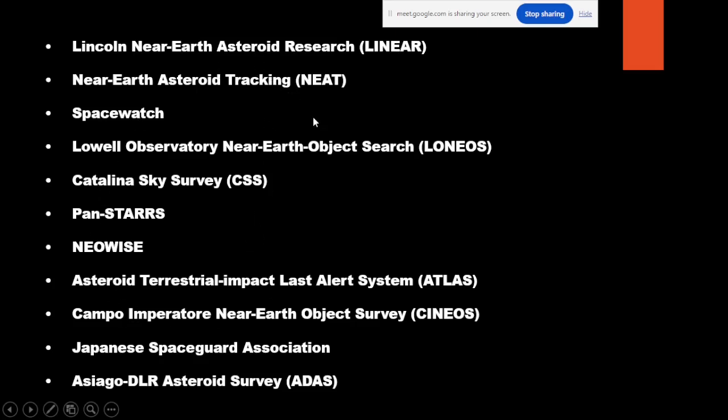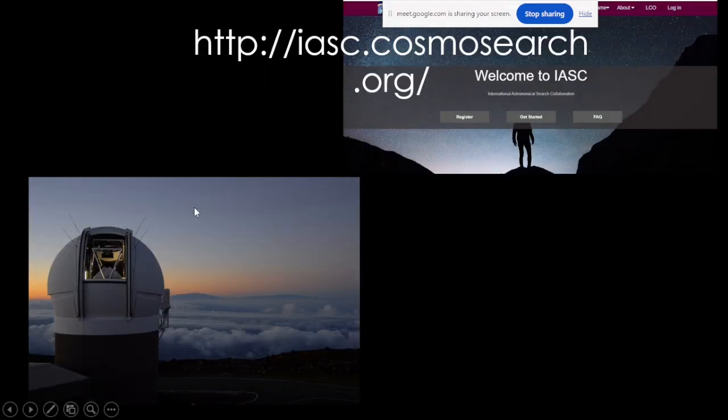The data that we work with are coming from the Pan-STARRS. Here is the Pan-STARRS telescope. It is located at the University of Hawaii in the United States of America. So every now and then it scans the sky, monitoring these asteroids to know their trajectory.